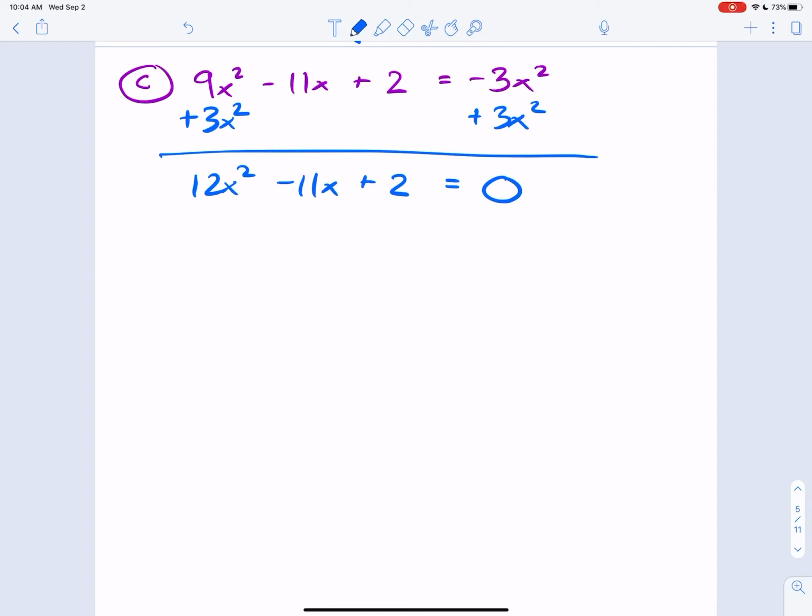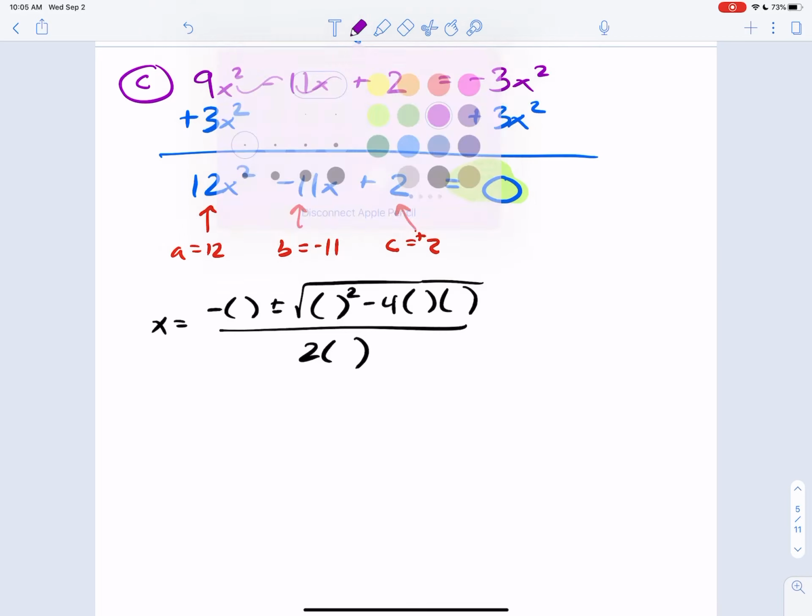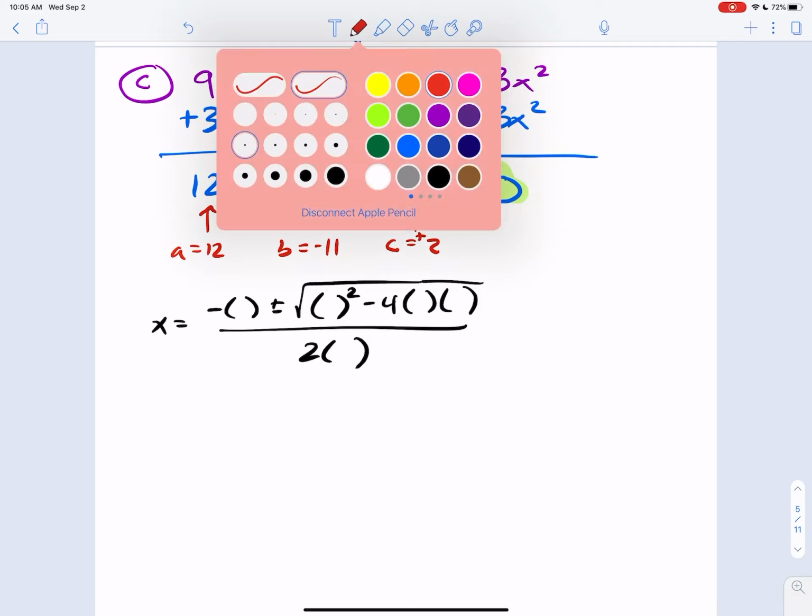Okay. Now that it looks just like how I want it, the right side is 0 here, right? And I have a quadratic equation. I know that a is 12. I know that b is negative 11. And I know that c is 2, positive. Okay. So here we go. I have x equals negative b plus or minus square root b squared minus 4ac all over 2a. Now, if you wanted to write out the formula, you can, okay? So you go at your own speed. You know yourself best in terms of your comfort levels, okay?